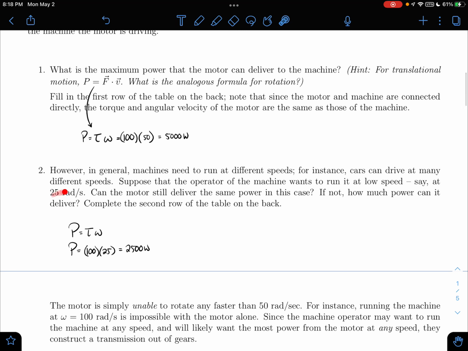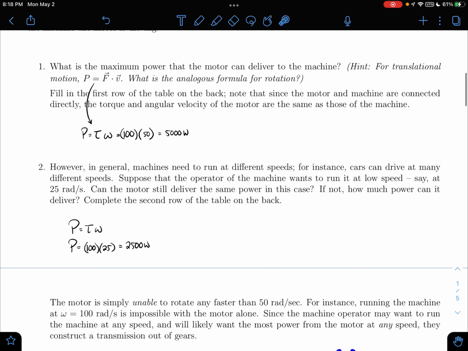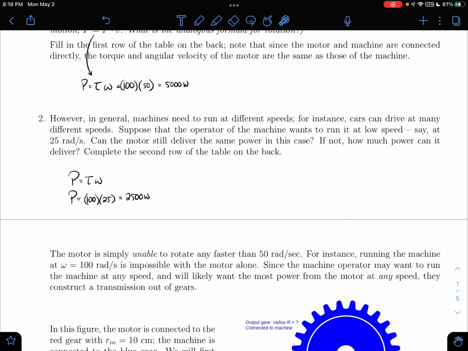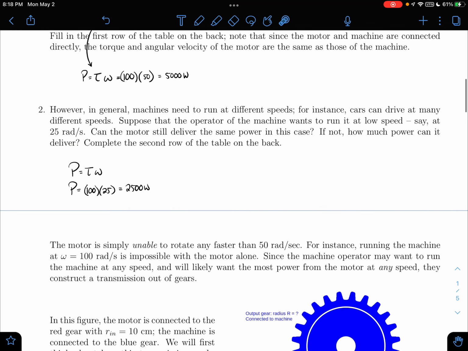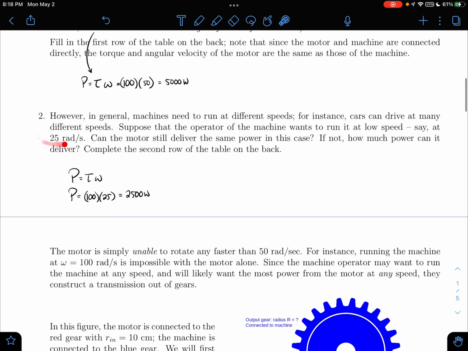So if our machine is hooked directly to our motor, we can only deliver half as much power, because our motor is only running at half that angular velocity.